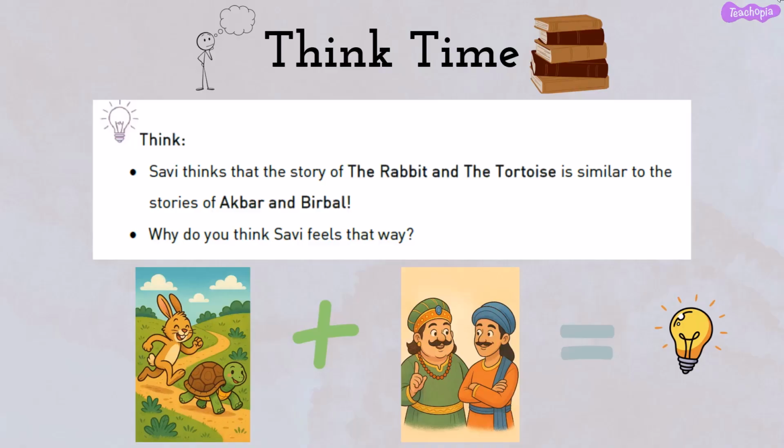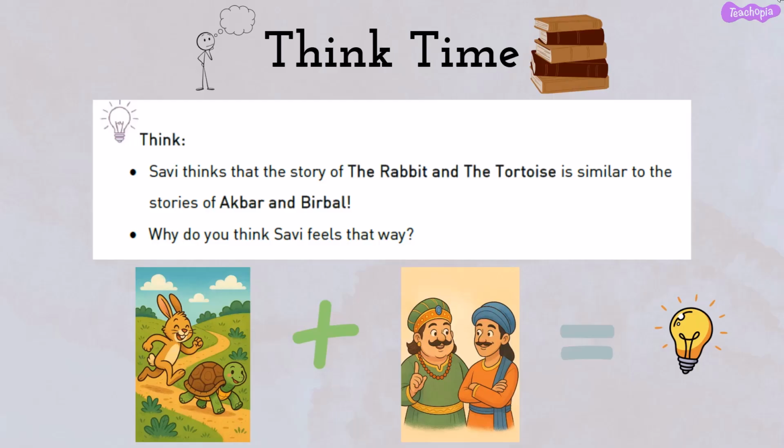To begin with, the learners are given a challenging question. This question is to help them reflect and think and spark their curiosity. They're quite simple to understand. Since our concept is identifying theme, children are asked to think about two stories that are very familiar to them, like that of The Rabbit and the Tortoise and Akbar and Birbal. Savi here is asked to think of similarities between these stories.